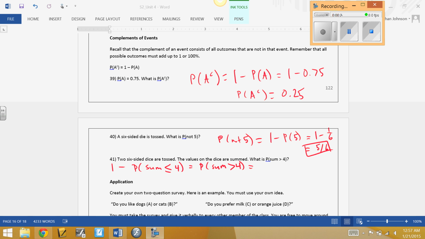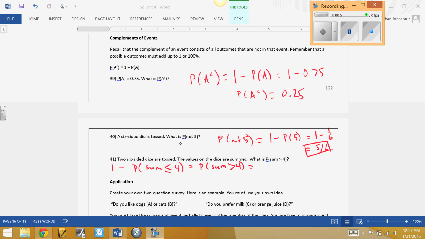So let's take a simple example. If I tell you the probability of A happening is 0.75, what must be the probability of the complement of A? Well, by definition, the complement of A must be 100% of the possibilities minus any possibility of A occurring. So 1 minus 0.75. Therefore, the probability of the complement of A occurring is 0.25.